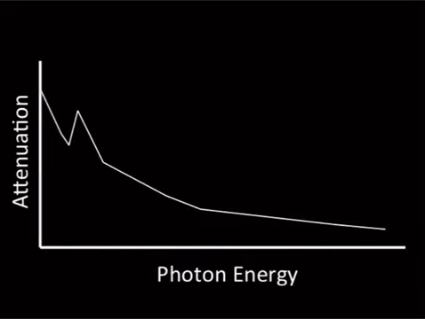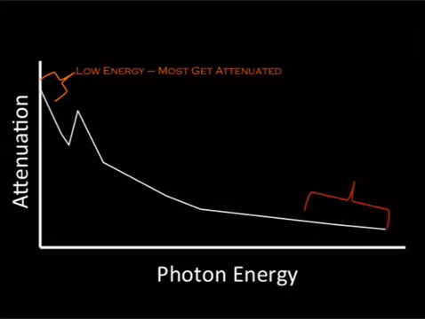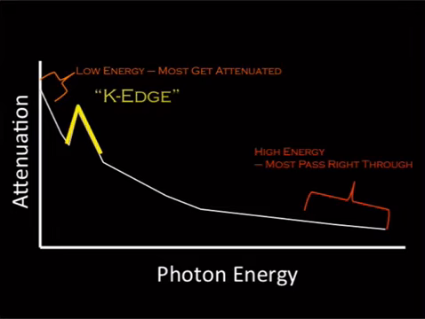Okay, so let's move on to another topic that's related. This is a graph that's showing attenuation and photon energy. At low photon energies, a lot of the X-rays are getting attenuated because they've got low energy. They don't have enough energy to push through. And at high photon energies, you're getting less and less attenuation because they're just zipping right through like a bullet. But then you notice that there's this spike, and that's called the K-edge.